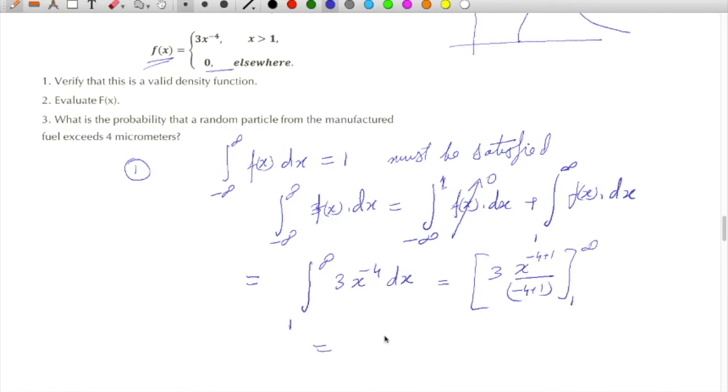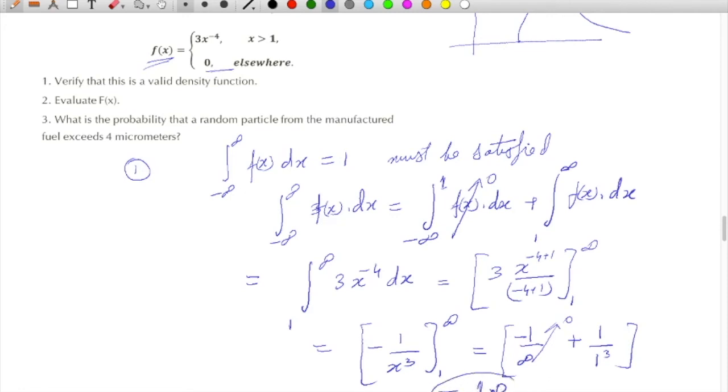So this will be minus 1 upon x to the power 3, from 1 to infinity. That comes as 1 upon infinity minus minus plus 1 upon 1 cube. So this term will be 0 and that comes out to be 1.0. Hence we can say that f(x) is a valid probability density function.